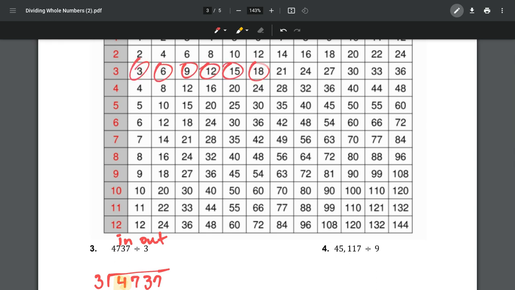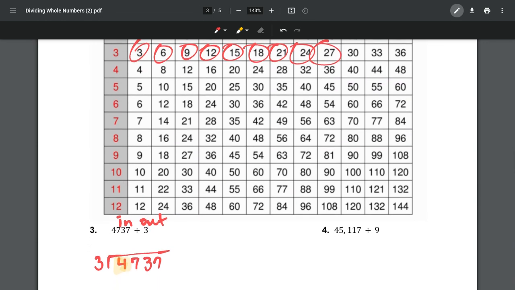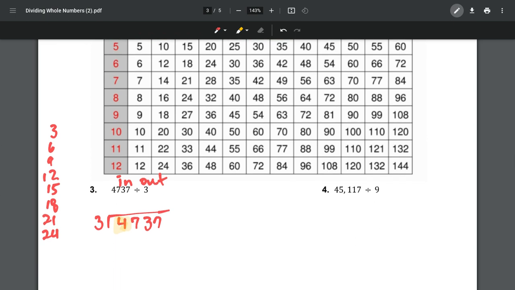Go to your 3s and list some of these, okay? So that's going to be 3, 6, 9, 12, 15, 18, 21, 24, and so on. Now, how many groups of 3 can you get out of 4? So you got 1, 2, 3, 4. You can make one group, or you can just go here and say the closest you can get to 4 without going over is 3. That's only one time. So you put 1 there.